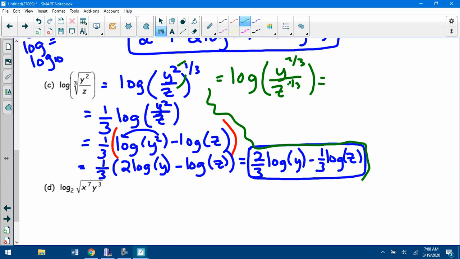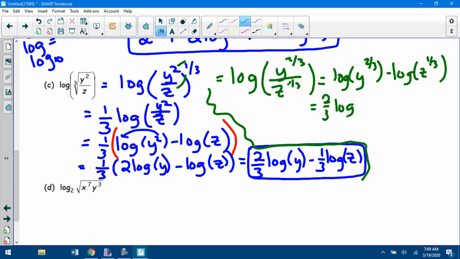And now is everything being multiplied, divided, or raised to the same power? I would say everything's being divided. So I would have started with log of y to the 2/3 minus log of z to the 1/3. And then just pull these powers out front. 2/3 log of y minus 1/3 log of z.